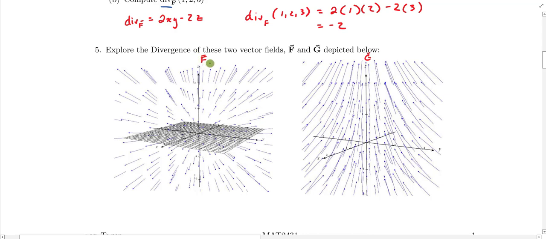So for this first vector field F here, I want you to determine the sign on the divergence. So we're going to figure out what the sign on the divergence of F is. And over here we'll do the same thing. We'll determine the sign on the divergence of G. And I'm just practicing these two different ways of writing divergence.